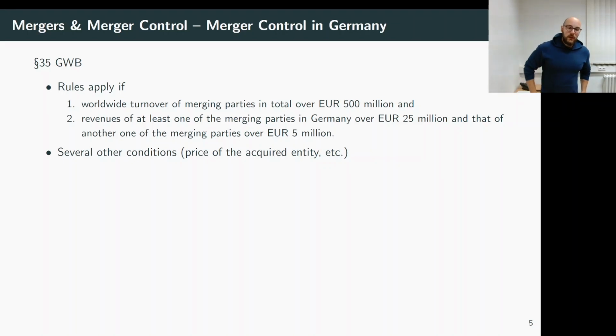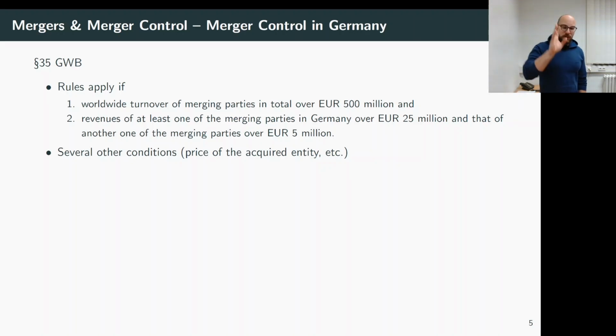Okay, so how is the situation in Germany? In Germany, we have paragraph 35 GWB, Gesetz gegen Wettbewerbsbeschränkung, and these rules apply if, again, we have certain conditions here. The worldwide turnover of merging parties in total is over 500 million euros, so they have to be large. And the revenue of at least one of the merging parties in Germany is over 25 million euros, and that of another one of the merging parties is over 5 million euros. So the revenues have to exceed a certain threshold, otherwise the merger is basically not important, right?